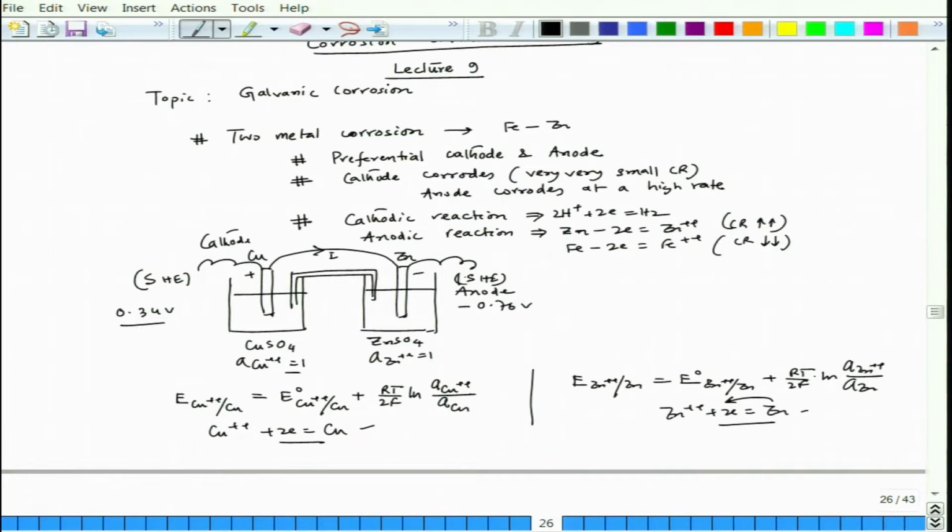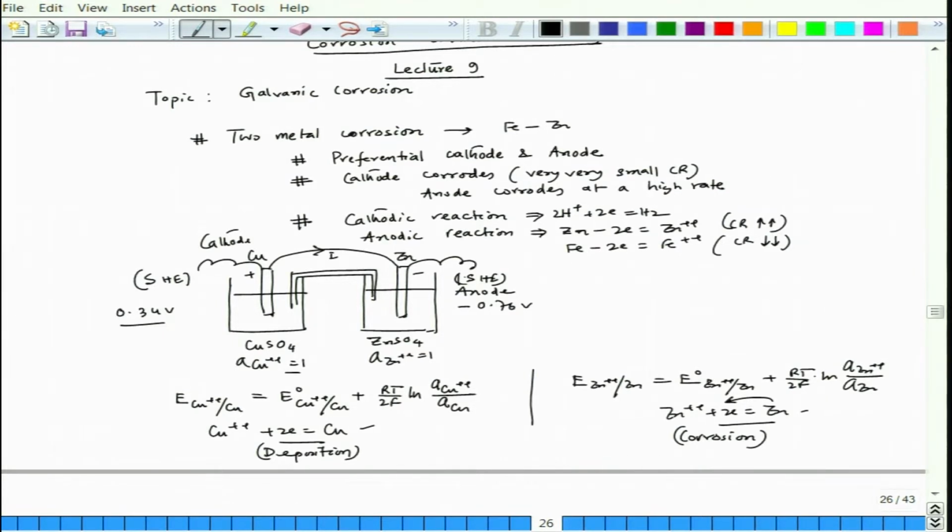And interestingly, since we do not have any other species other than copper plus plus, only this cathodic reaction can take place and only this anodic reaction can take place. This is corrosion and this is deposition. Since copper has a higher reduction potential, the reduction process is preferred here.